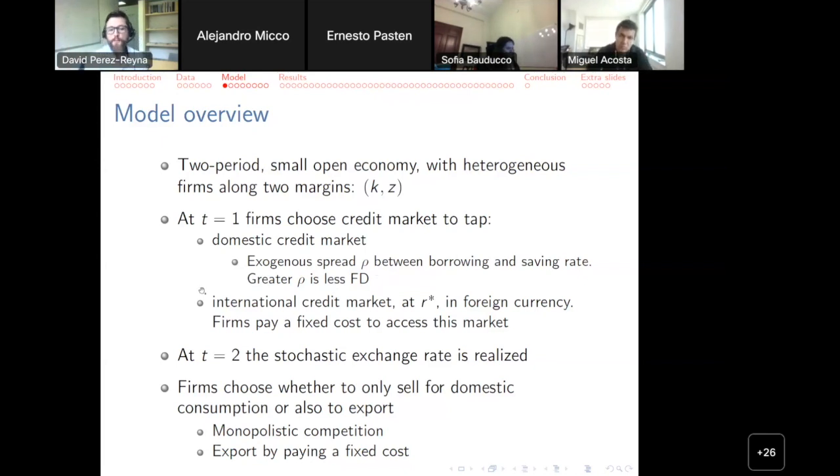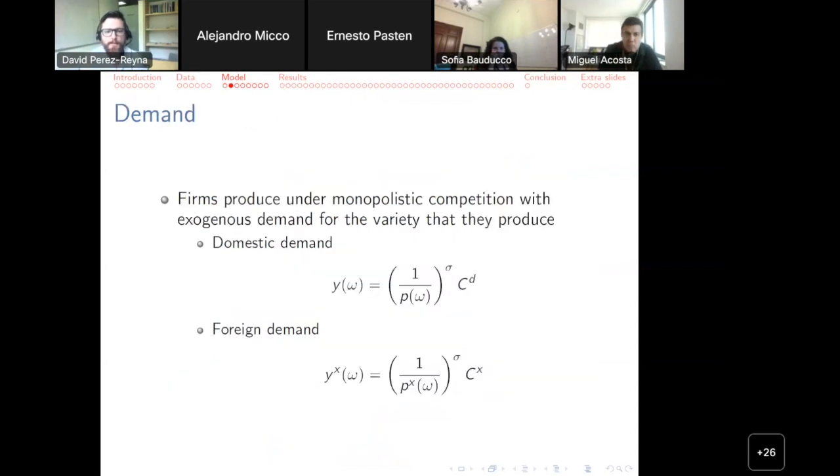Or they could tap the international credit market at a fixed exchange rate, but this loan is going to be in foreign currency. To tap this market, firms need to pay a fixed cost. In the second period, the exchange rate is realized, and firms choose whether to sell only to the domestic market or to also export. But to export, firms need to pay a fixed cost, just as in the Melitz model.